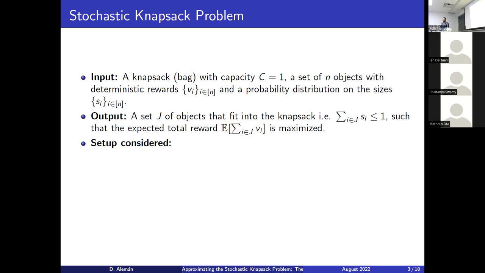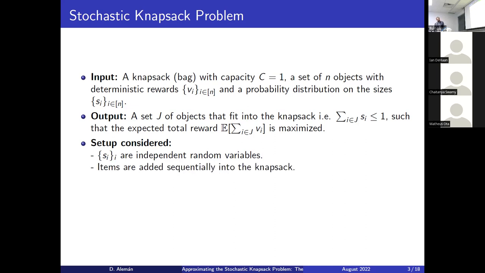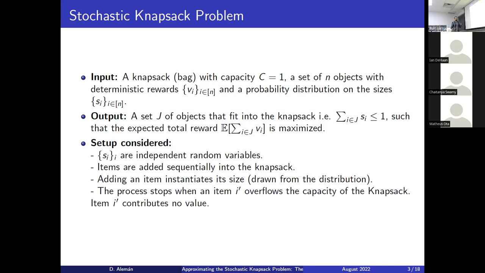Okay, thanks. So how do you know that the summation of s_i is less than or equal to one? Like, is that a high probability thing? Oh, yeah. That will be clarified with the setup we are going to consider. Let me explain. First of all, we are going to assume that the sizes s_i are independent random variables. We're going to assume that the items are added sequentially into the knapsack. We add them one by one. Once we try to put an item into the knapsack, its size is instantiated. So its size is drawn from the respective probability distribution and it gets instantiated. The process will stop once an item overflows the capacity of the knapsack. In that case, the overflowing item would not contribute anything to our value.